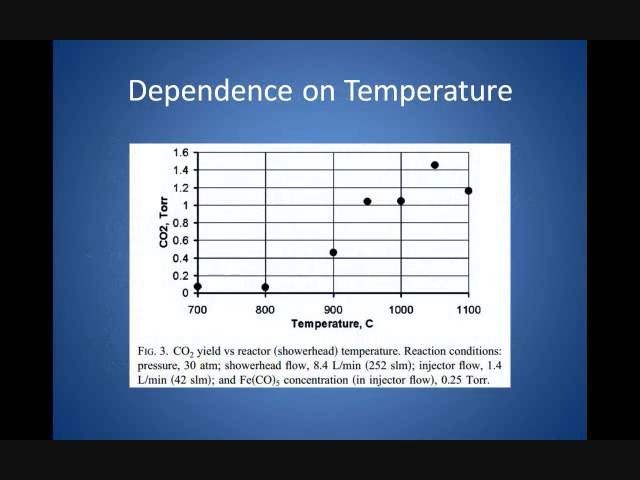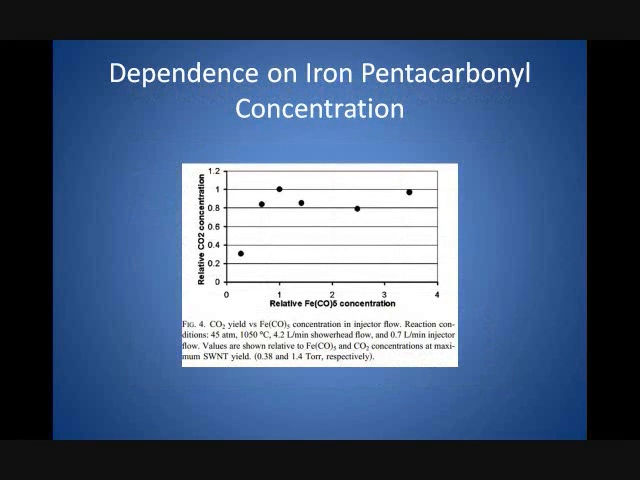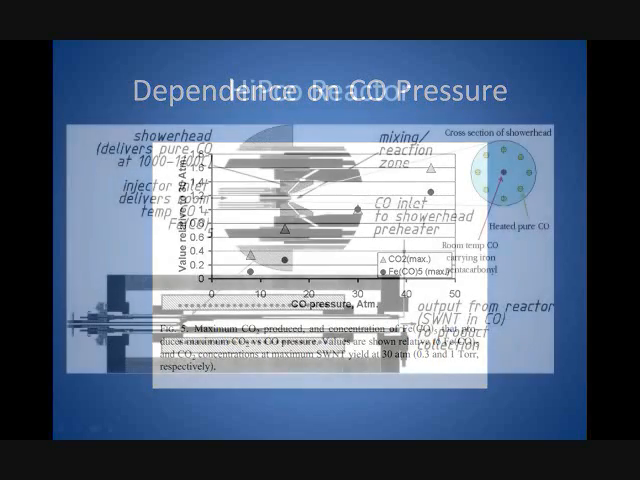This chart shows the dependence of yield on reactor temperature. We can see that maximum production is achieved at around 1050 degrees C. Here, the effect of iron pentacarbonyl concentration is examined. Production peaks at a 1-to-1 ratio of iron pentacarbonyl to carbon monoxide. Production rises again at higher concentrations, but this effect is accompanied by higher amounts of impurities, so the initial peak is ideal. This plot shows that CNT yield increases linearly with respect to CO pressure. As a result, this pressure is constrained only by the durability of the reactor.